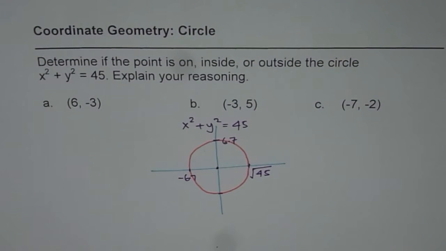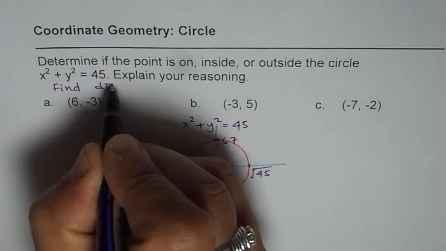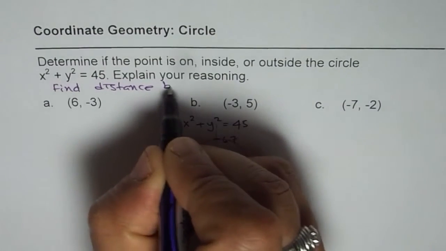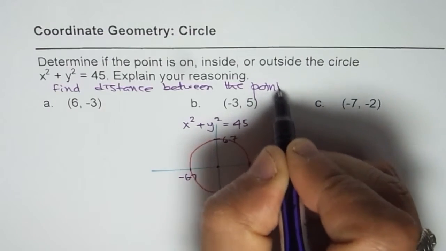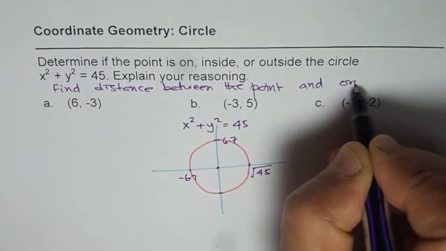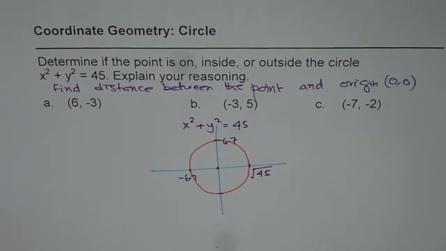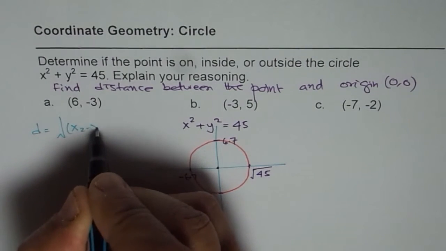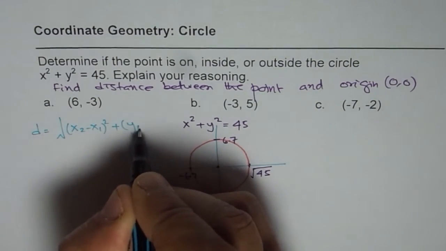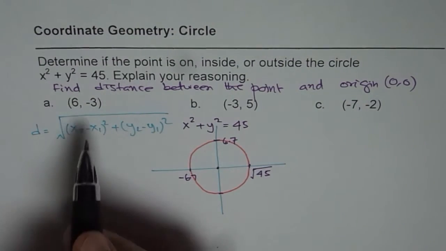So the idea is that you need to find distance between the point and origin, which is 0, 0, right? So for example, the very first one, and you can always use the distance formula, which you know is distance equals square root of x2 minus x1 whole square plus y2 minus y1 whole square, right? So that's the formula to be used, right? So let me apply it once for you.